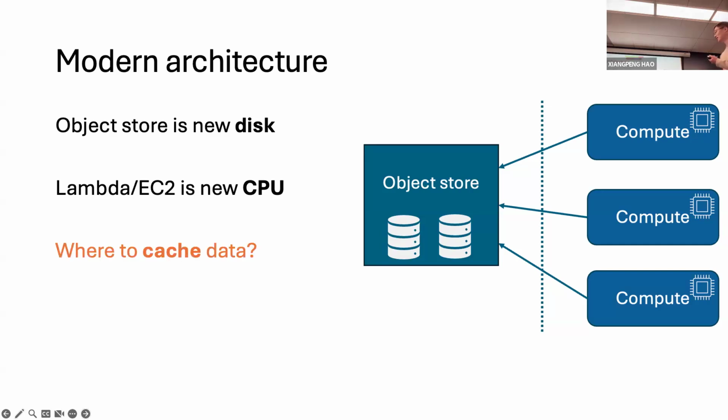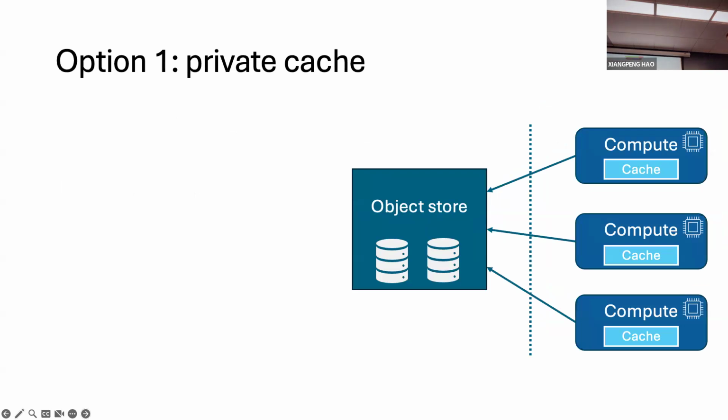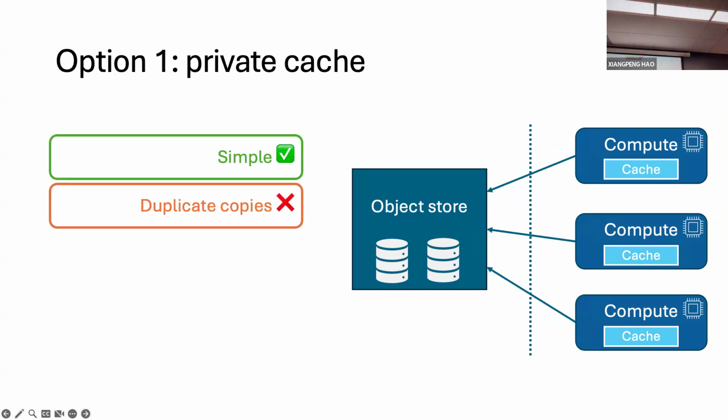There are several options. The first obvious option is a private cache. The private cache essentially says, since those are virtual machines that have CPU, memory, and all the resources we want, we just use the spare resources on that compute node to build a cache component. So it's very simple. The problem is also pretty obvious: because we have multiple compute nodes serving very similar queries, we are very likely to have duplicate copies.